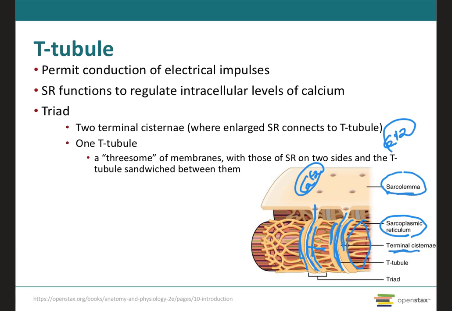Now these three structures, which are one central T-tubule squished between two terminal cisterns, is what we call a triad.